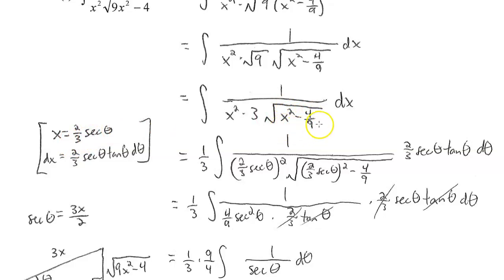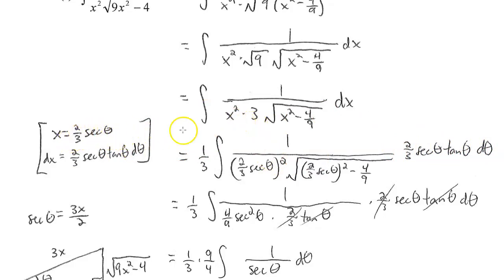If it were a squared minus x squared, it'd be sine, and if there were a plus there, we'd use tangent. But we use secant. x equals 2/3 secant theta, so dx will be 2/3 secant theta tangent theta d theta. That's the derivative of this. So let's plug that dx in over here, and then plug in everything for the x's.